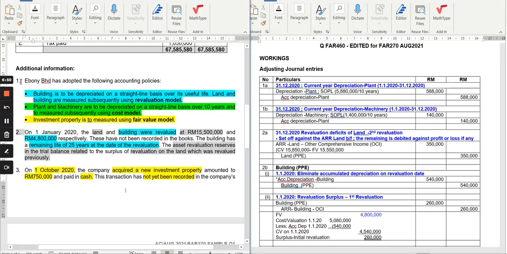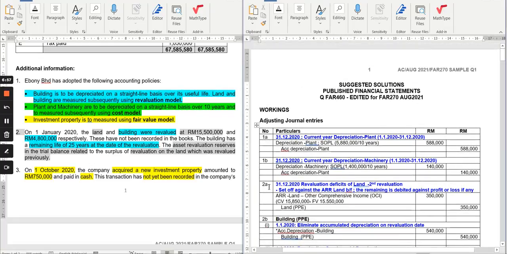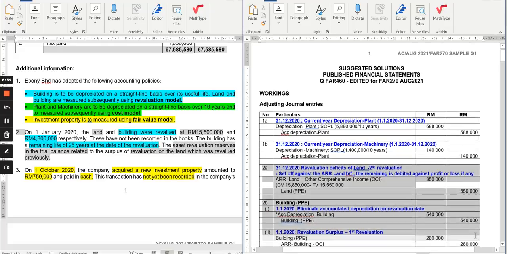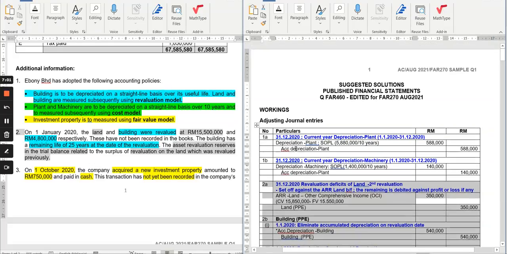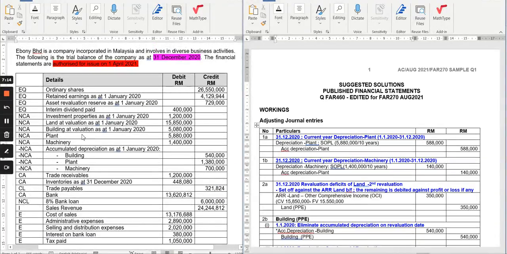So let's just do information number 1, additional information, the adjustment for the depreciation. What you see here, I have already done the adjustment for depreciation for plant. Plant, if you see, it was 10 years. So you will take the cost of the plant. Here you have the information at valuation, right? That is for building and land. But for plant, it is at cost.